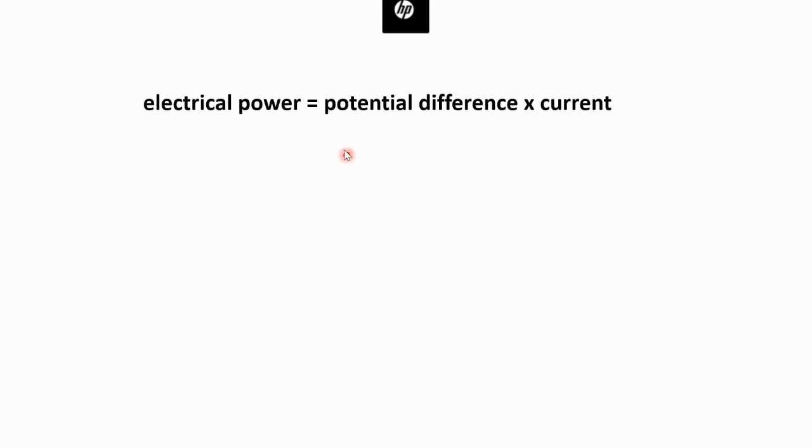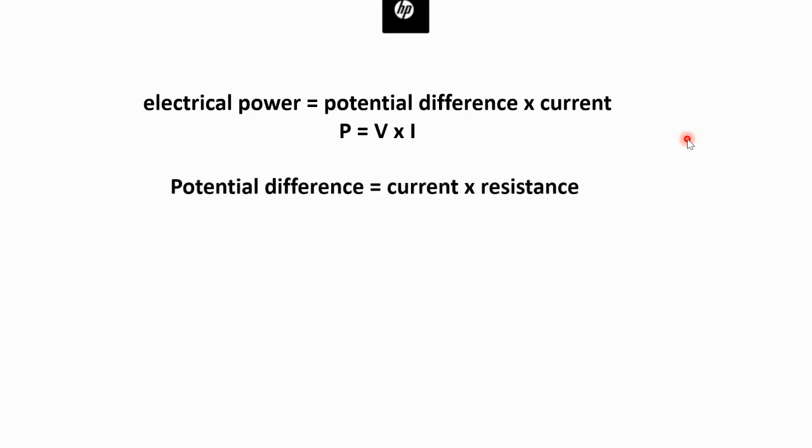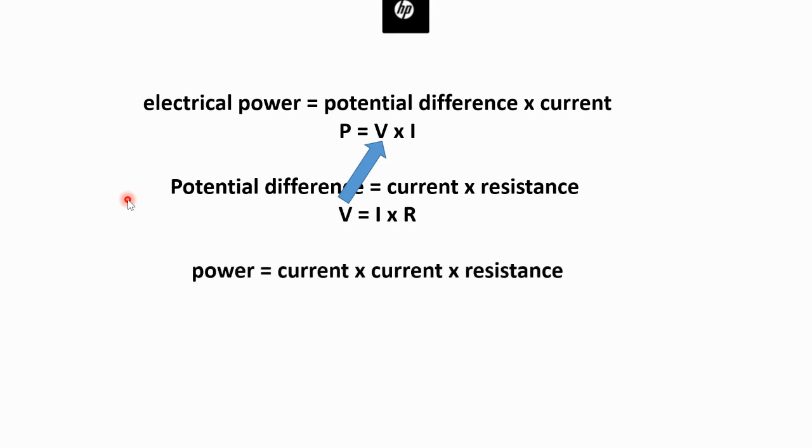So electrical power, as we've said, is potential difference times current. Power is V times I. Now, we also know that this is true. Potential difference is current times resistance. V equals I times R. So supposing we take this formula here for V and substitute it in this equation here, like this, what do you end up with? You can pause the video now and just quickly write it down. Fairly obviously, power is current times resistance, or current squared times resistance.